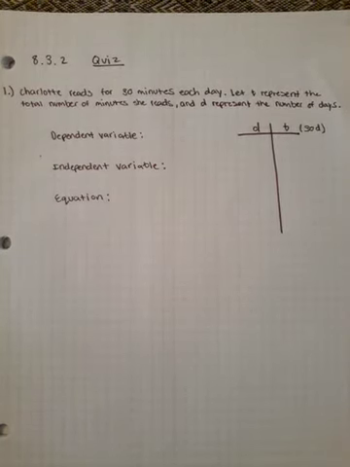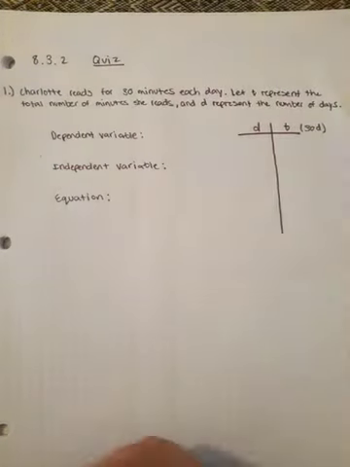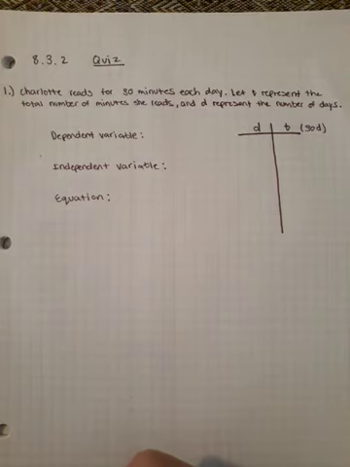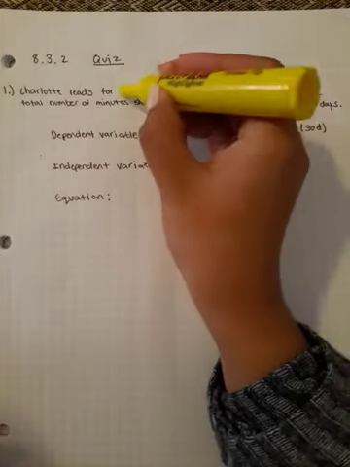All right, so I'm going to be doing the first problem of the quiz. For this problem, the story tells us Charlotte reads for 30 minutes each day. So no matter the amount of days, for each one of those days, she reads for 30 minutes. So 30 minutes for each day that she reads.